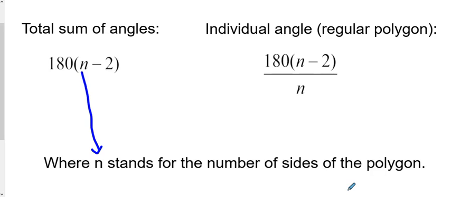Now, if we are looking for the individual angle on a regular polygon, it's going to be the total sum, which was 180 times N minus 2, okay, divided by the number of sides. Now, again, this only works if it is a regular polygon. Okay, if it is not a regular polygon, that will not work. You have to add all of the angles up to the total sum and find the missing one for ones that are not regular.